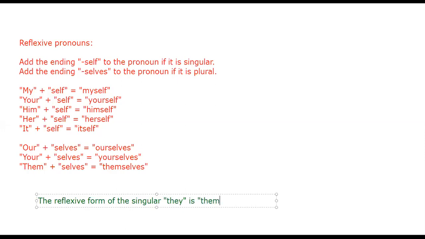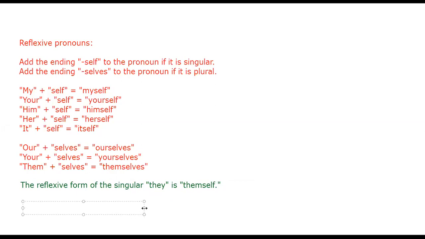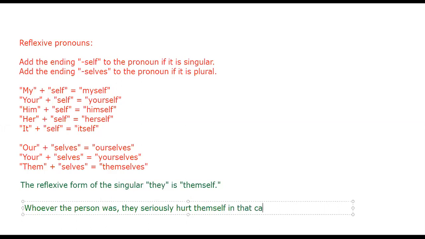It would be themselves and not themselves. So if you're using the singular they and you want it to be a reflexive, then you could say themselves, and that would be fine. So for example, whoever the person was, they seriously hurt themselves in that car accident.